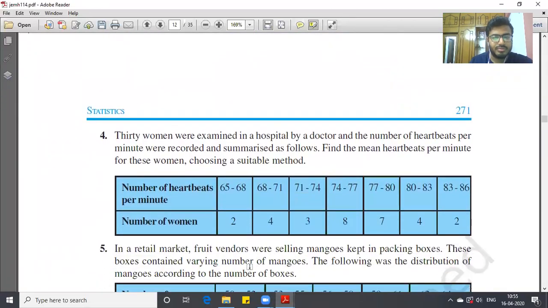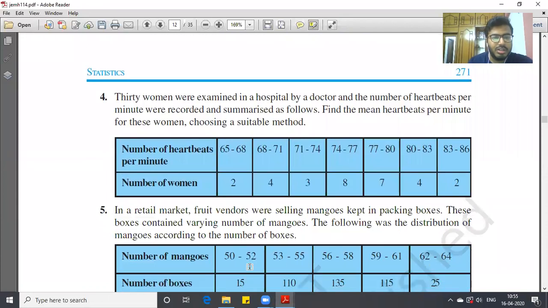Fourth question. 30 women were examined in a hospital by a doctor, and the number of heartbeats per minute were recorded and summarized as follows. Find the heartbeats per minute for these women choosing a suitable method. Now here also they have not mentioned any method. Whichever you find easy, you can do it.